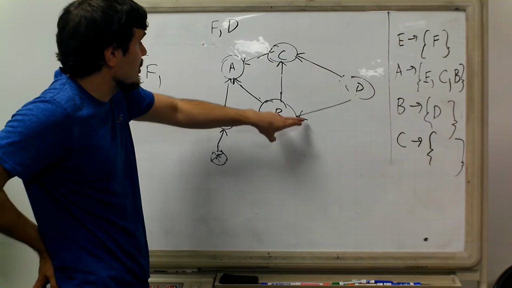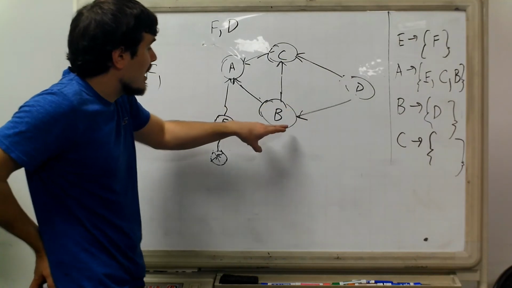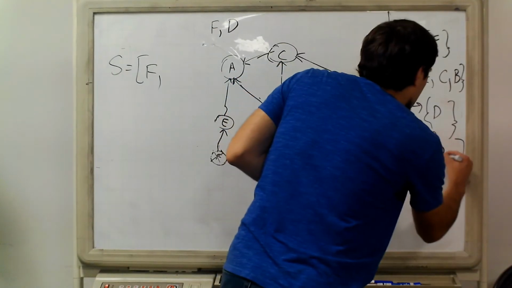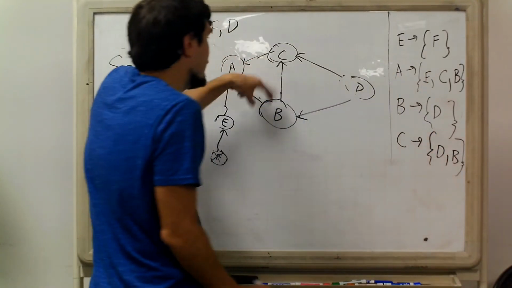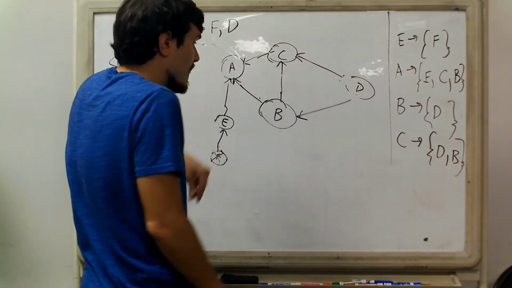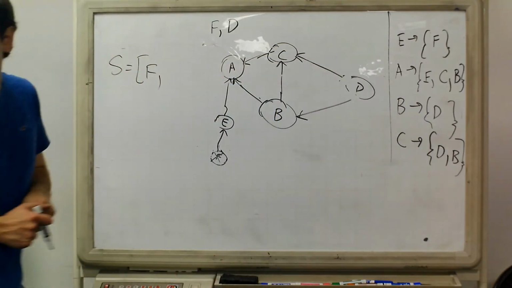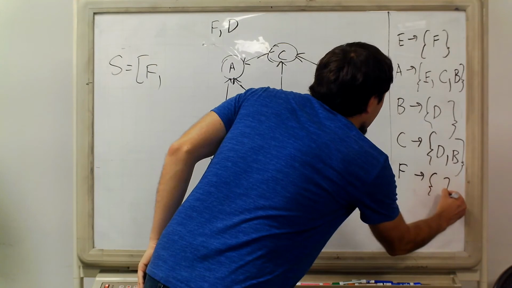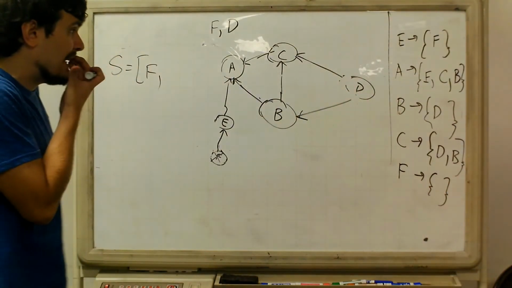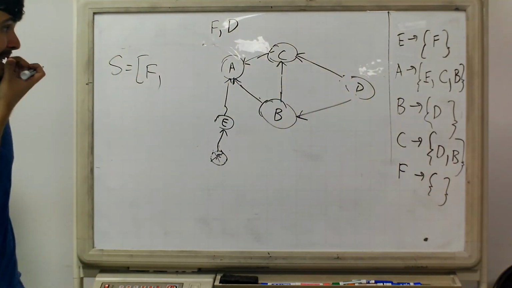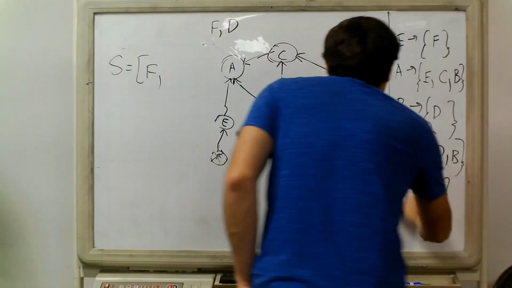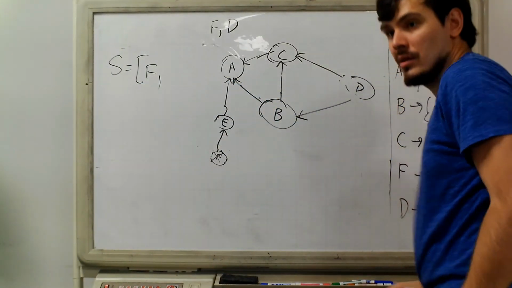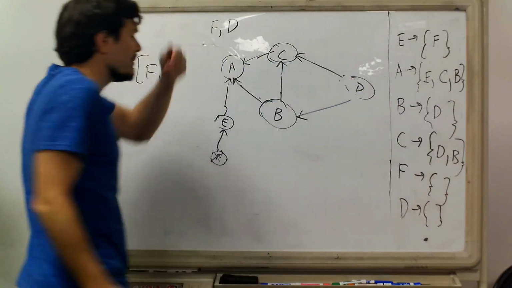B was going just to D. C was going to D and E. In the forward formulation, C was going this way and this way. And what am I missing? F. Yeah, F was an FT in the forward formulation. D is on... Yeah, I don't have D yet. And then D was also FT. That was the initial forward formulation.